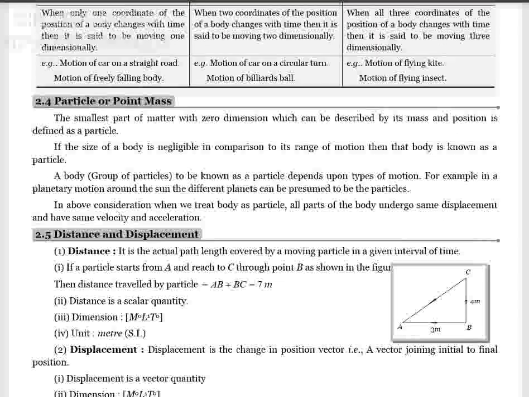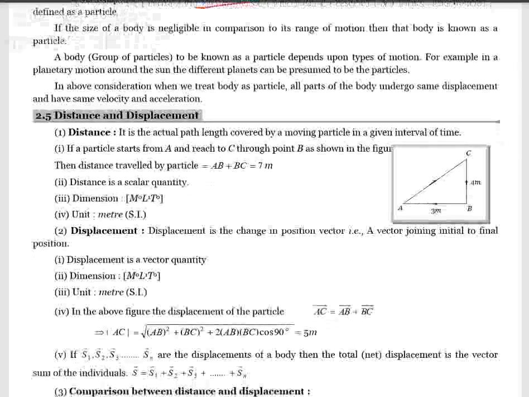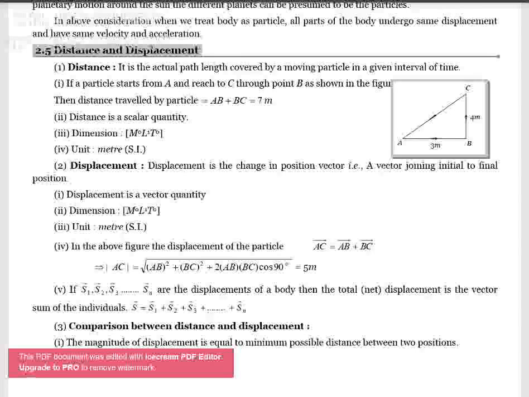Okay. Particles or point mass. The smallest particle of matter is what? Zero dimension, which can be described by its mass and position, is defined as a particle. And when we see distance and displacement, they have a big difference.